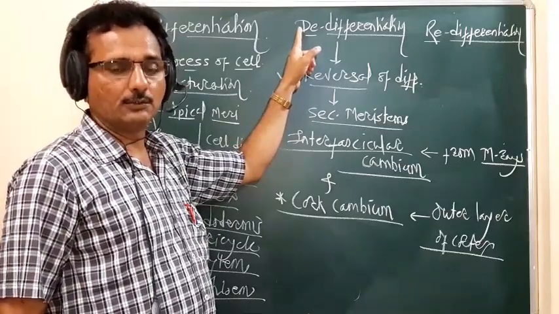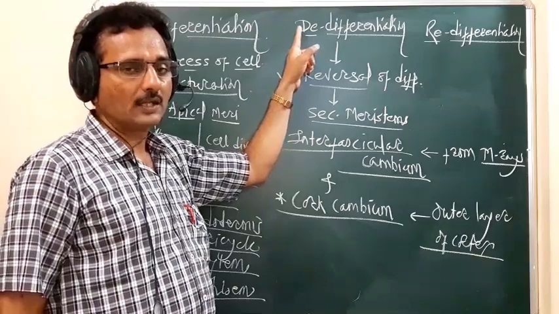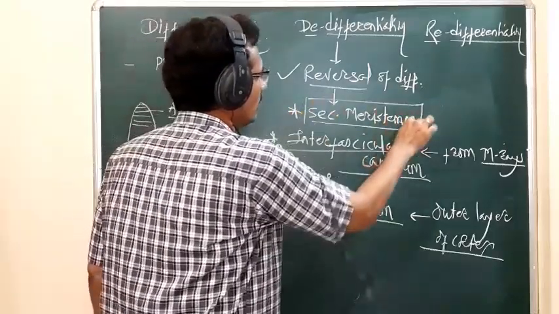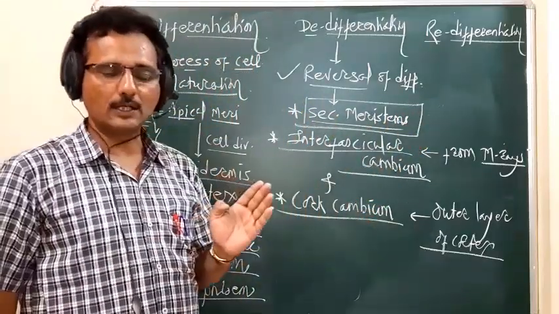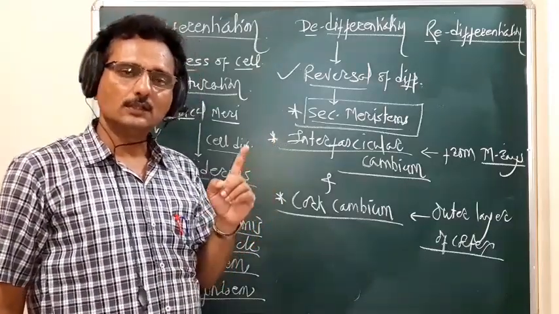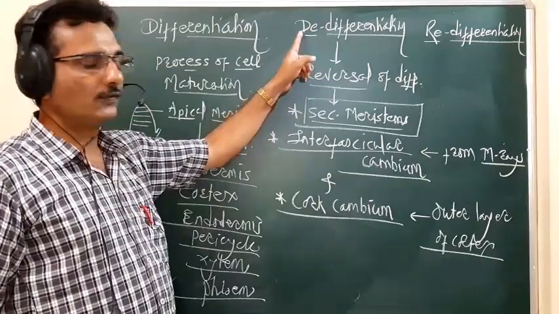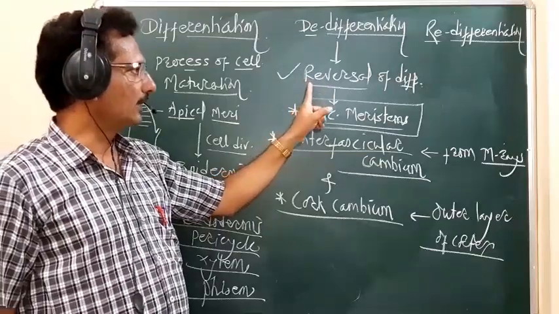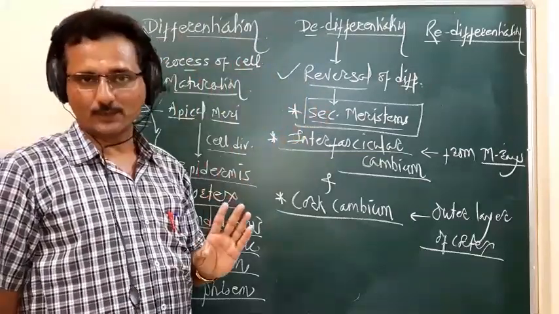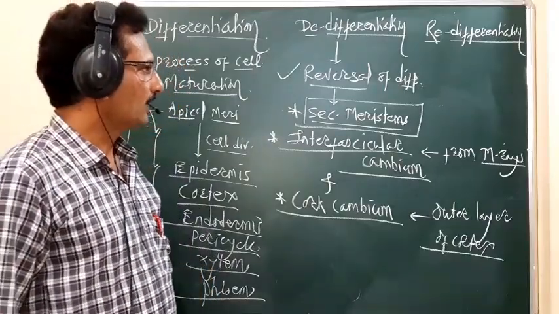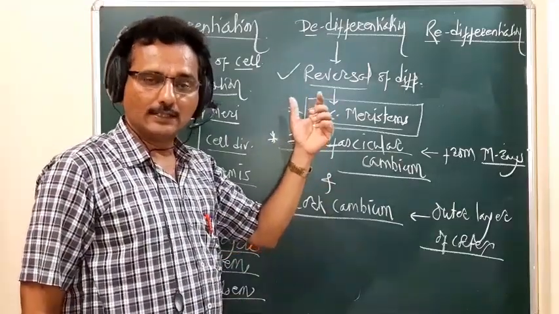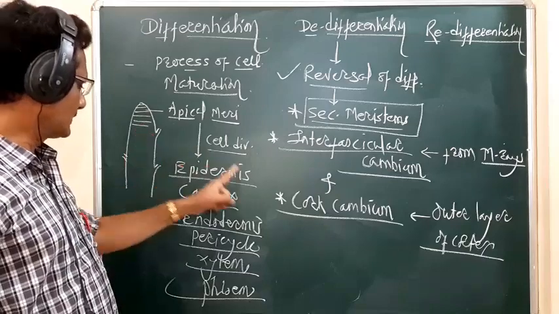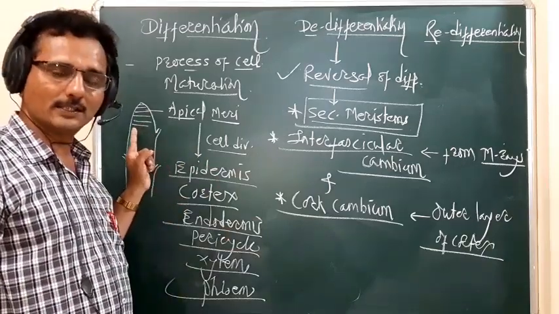Remember, student, during de-differentiation in the plant, there is a formation of secondary meristem. So always remember, the secondary meristem is formed in the plant because of the de-differentiation process, and that de-differentiation process is the reversal of differentiation. Okay, then the next one, why is it the reversal of differentiation? In the sense, during differentiation, these permanent cells are formed from the meristematic cell.